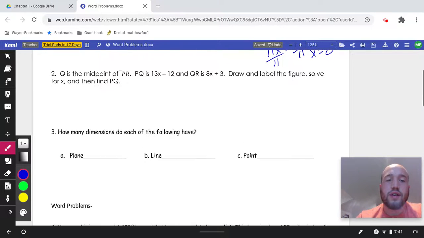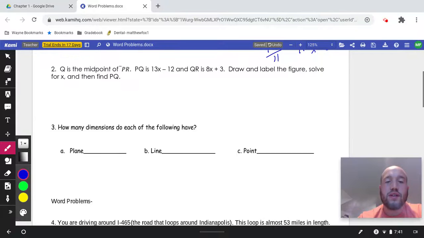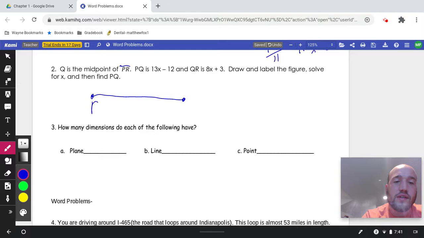Question 2 here. Q is the midpoint of PR, and it got a little off here. That's supposed to be segment PR. Midpoint is a key word right there in that it tells us it is exactly halfway between P and R. It's exactly in the middle. And a key thing, if it's the midpoint, I can put a mark here, and those are the same.